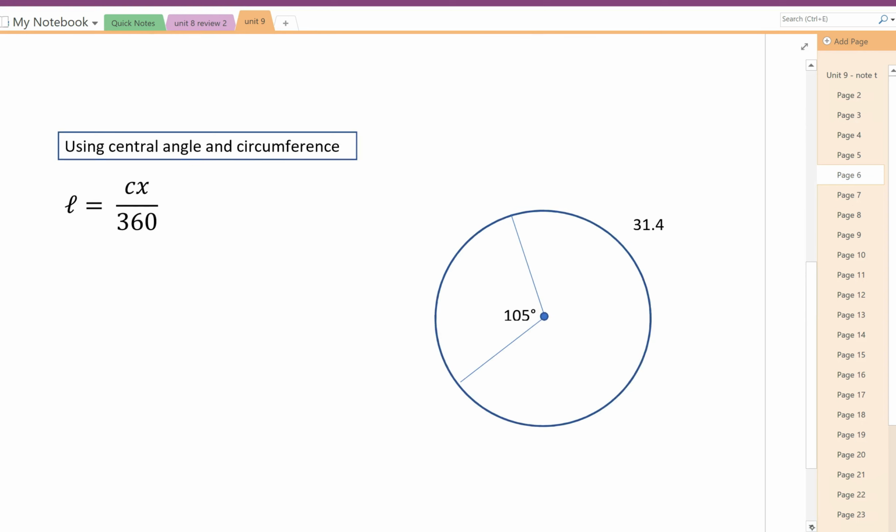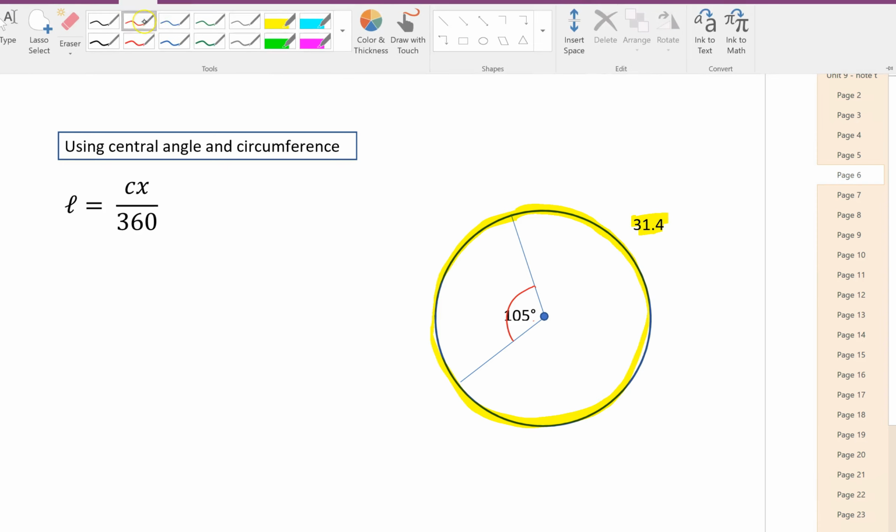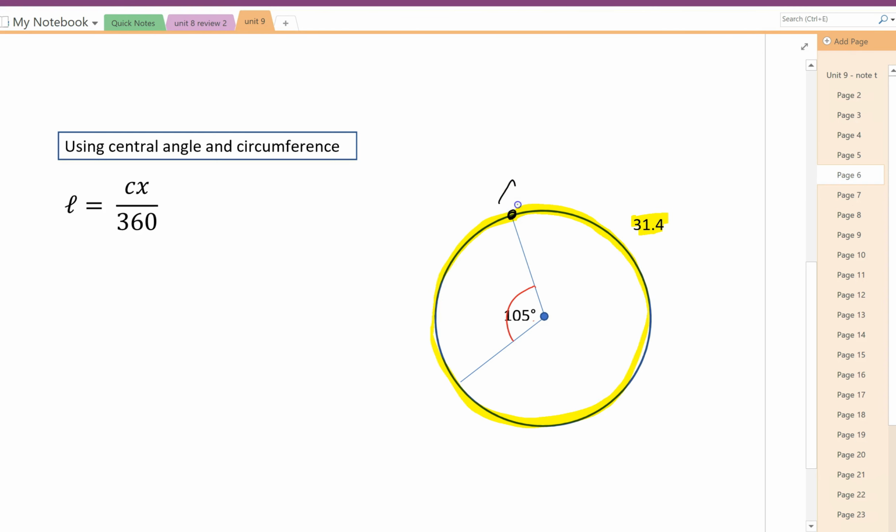All right, so what if I have the central angle and I know the circumference? What if I already know the entire circumference of the circle? I don't know the radius or the diameter, but I know that all the way around the circle, one time, is this 31.4, and I know that the central angle here is 105. Can I figure out from that information how far it is just from A to B? In other words, the measure of arc AB.